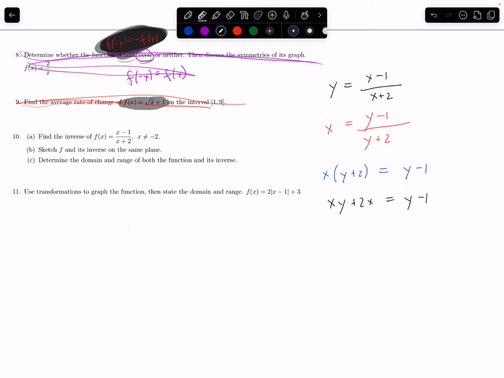Now I'm going to move the y's over to the left side. So I got xy minus y. Meanwhile, I'm going to move this 2x to the right side. So it's going to be equal to negative 2x minus 1 like that.